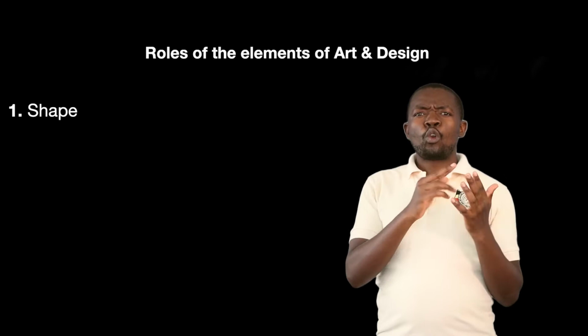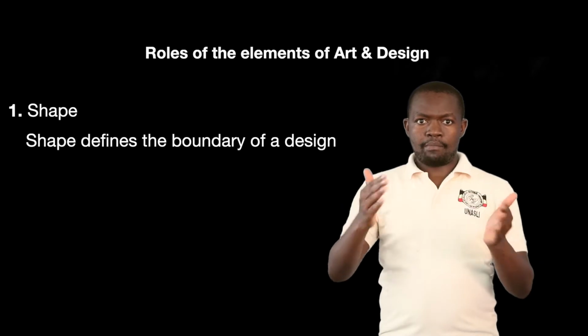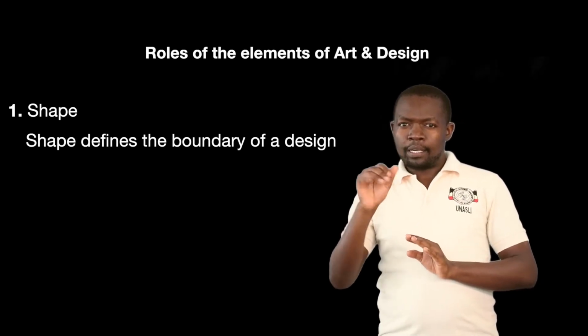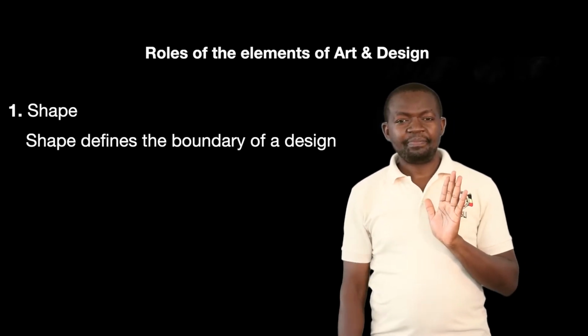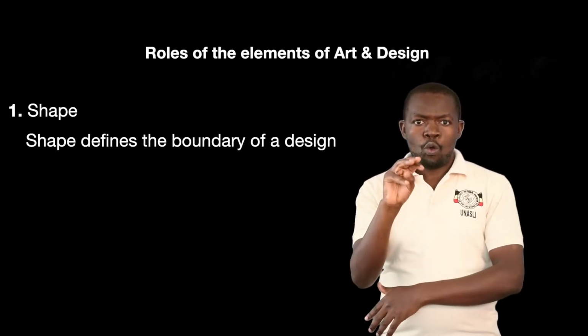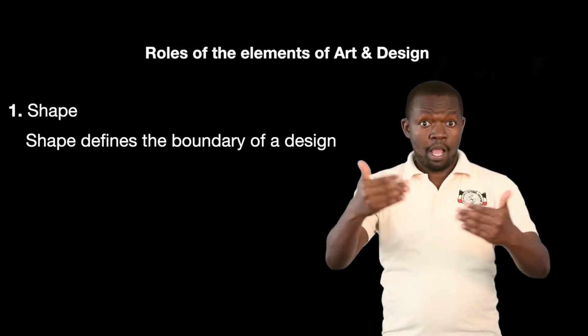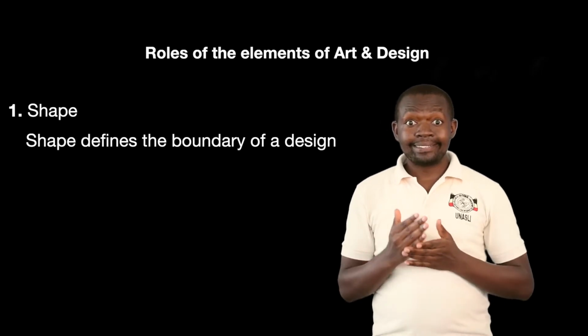For example, if we are to look at the role of shape, the role of shape defines the boundary of a design. For example, if you are going to shape your compound, you must have a boundary. Where do you want to plant the flowers? Where do you want to grow some small cabbages? Where do you want to have the pathway? That is part of the shape you are trying to shape. You are trying to define the boundaries.